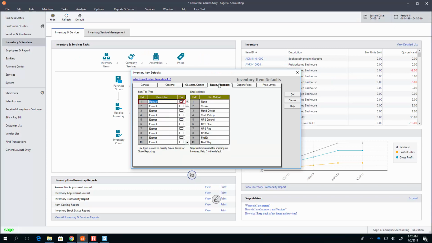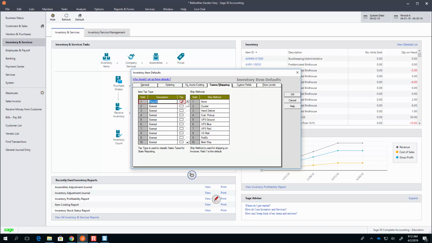Taxes and shipping. And this is on the bottom of page 1. You'll notice here the number 1. That means it's a taxable item. Then there are 9 other ones which are exempt for whatever reason. So number 2 is exempt, number 3 is exempt. Remember that depending on what you're selling, some items are taxable and some are not.